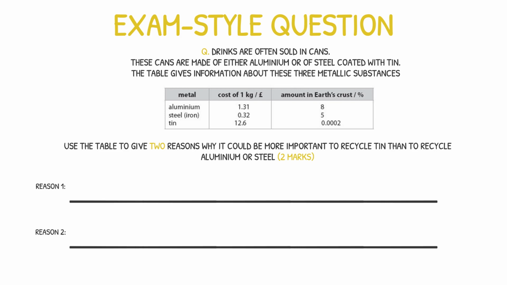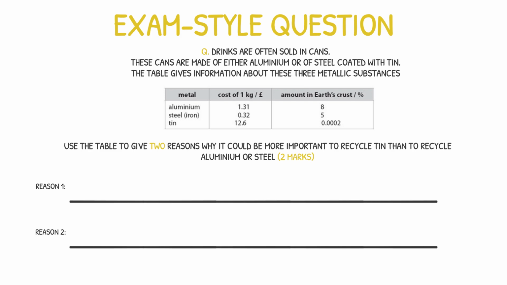Drinks are often sold in cans. These cans are made of either aluminium or of steel coated with tin. The table gives information about these three metallic substances. Use the table to give 2 reasons why it could be more important to recycle tin than to recycle aluminium or steel. This is a 2-mark question where each mark is awarded for each correct reasoning.